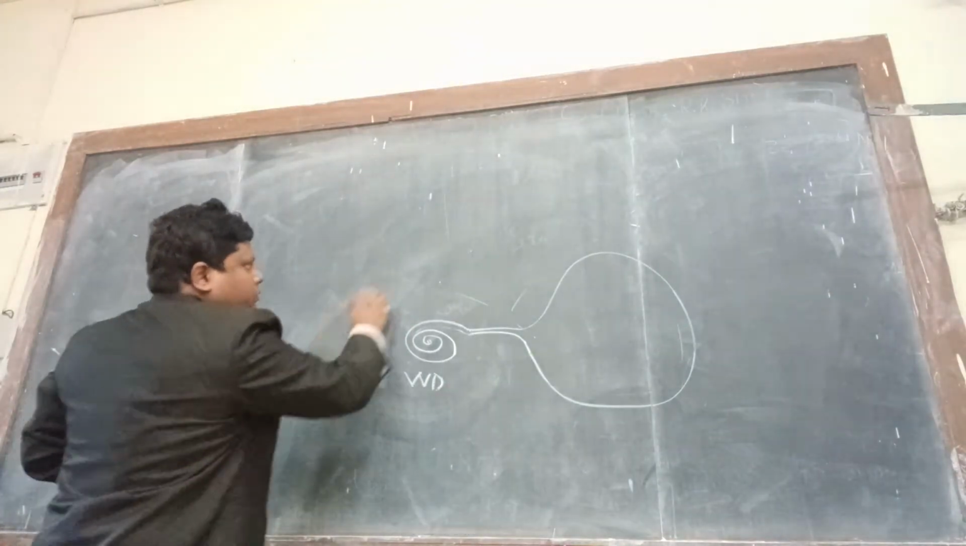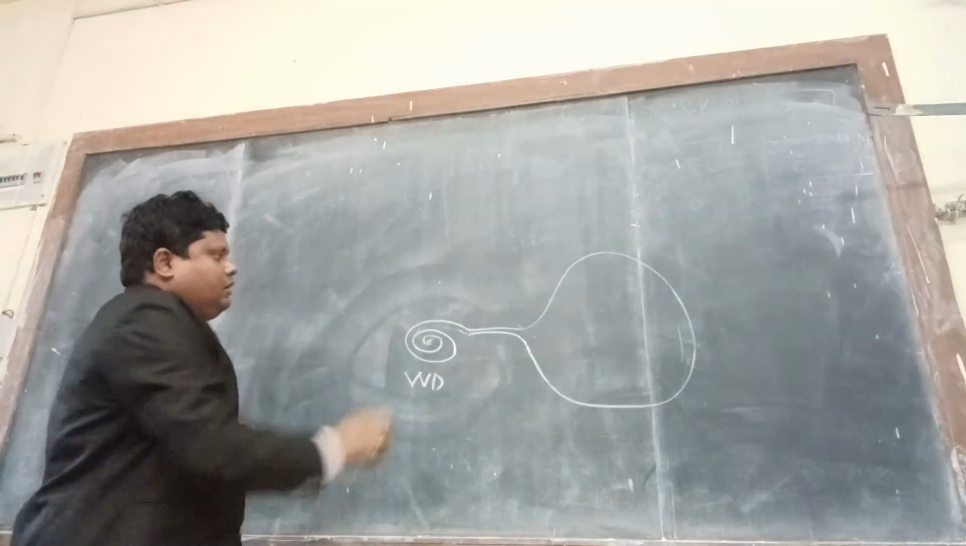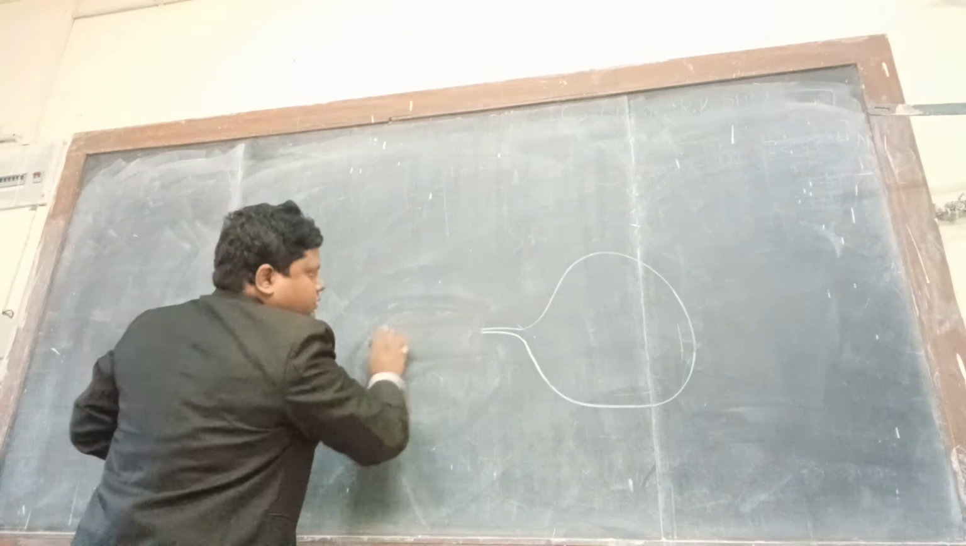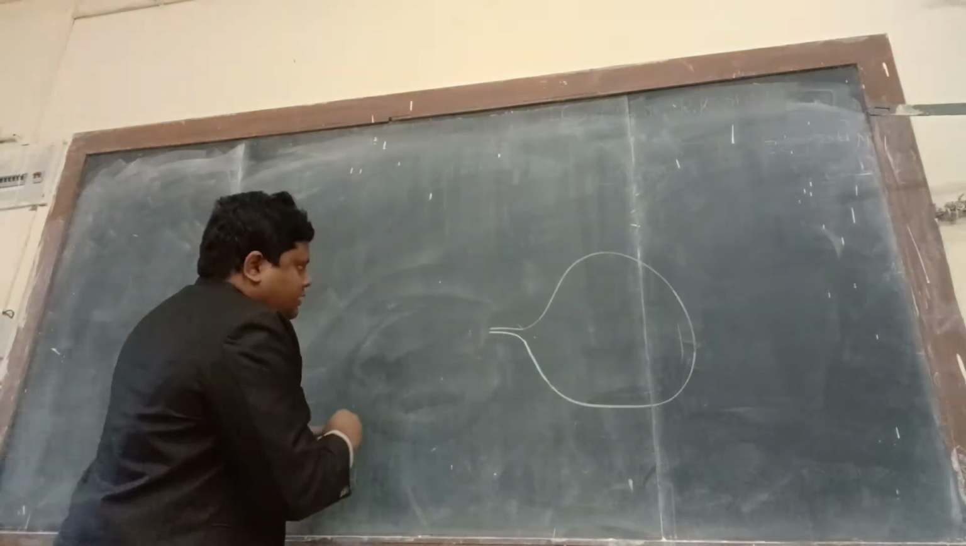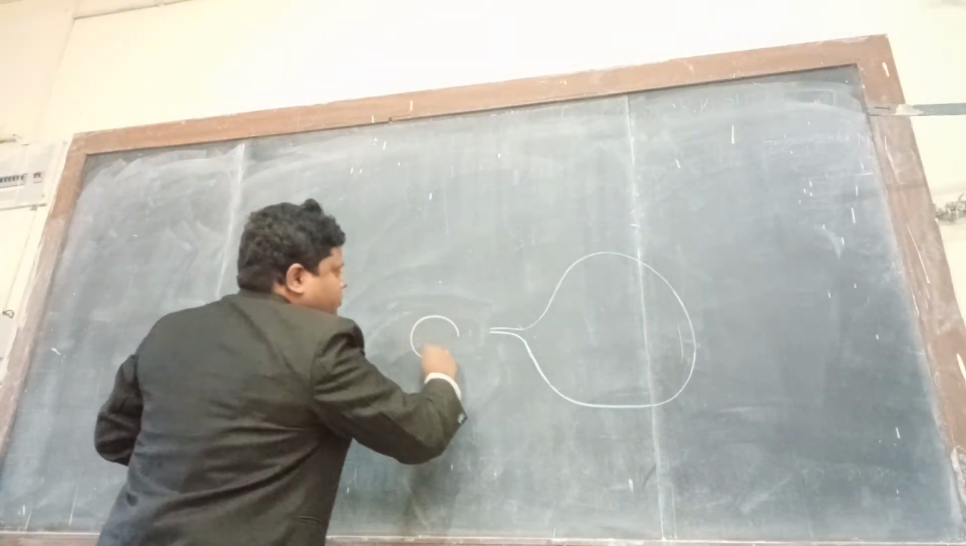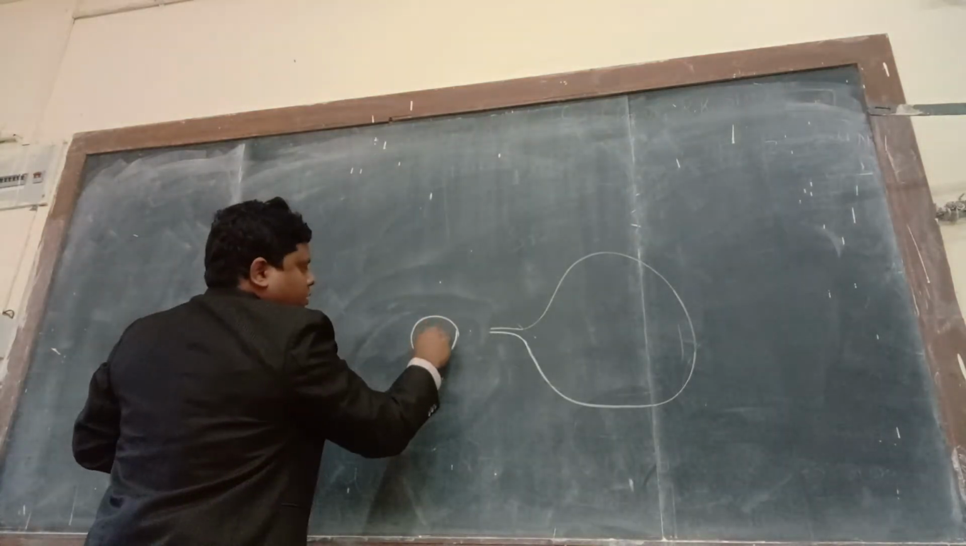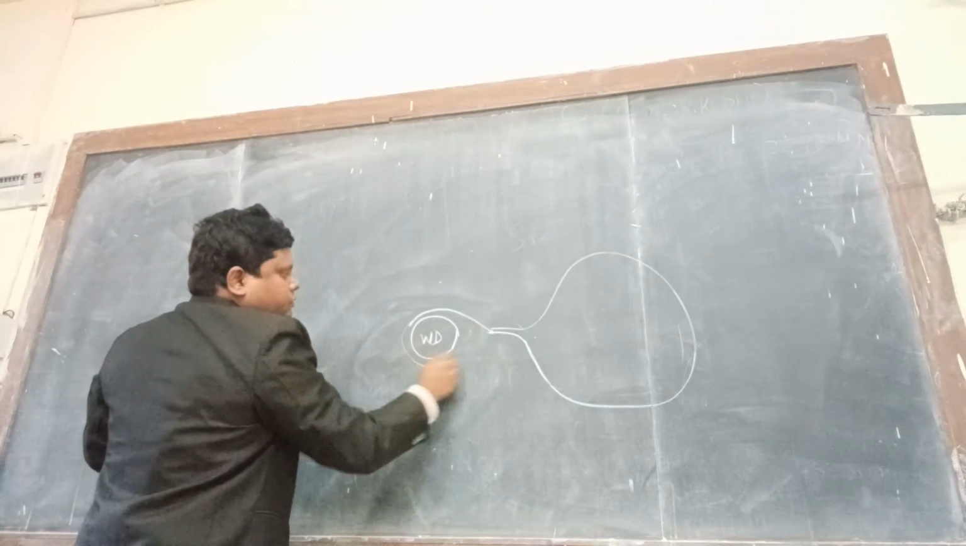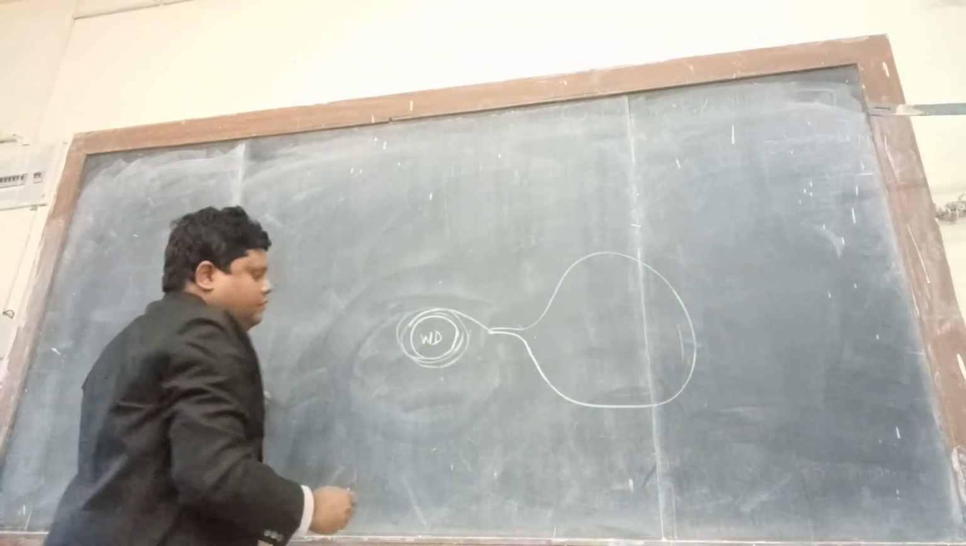Let me now focus only on the accreted matter. Suppose this is the white dwarf. The matter is being accreted after the formation of an accretion disk like that.